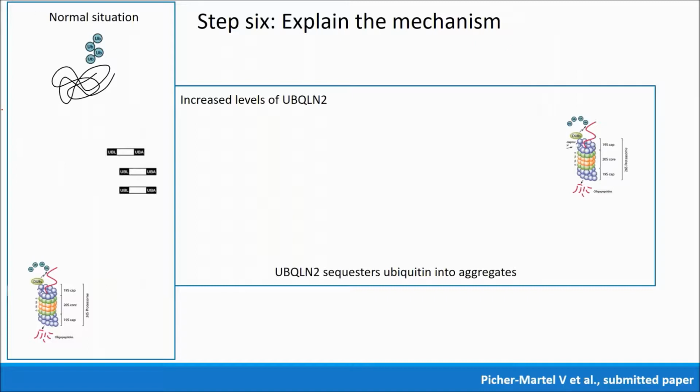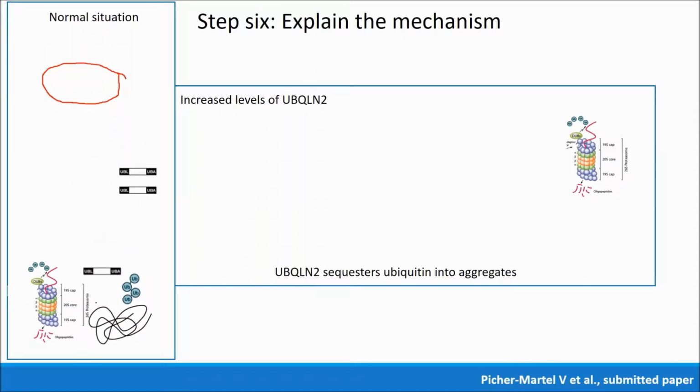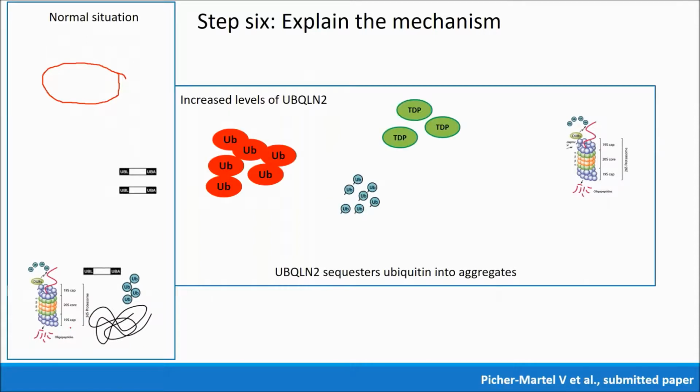Like I explained before, ubiquilin-2 normally makes the link between the protein here in black, which has to be degraded. The proteins are linked to ubiquitin before being degraded. So ubiquilin-2 brings the protein to the proteasome. This is a normal situation.